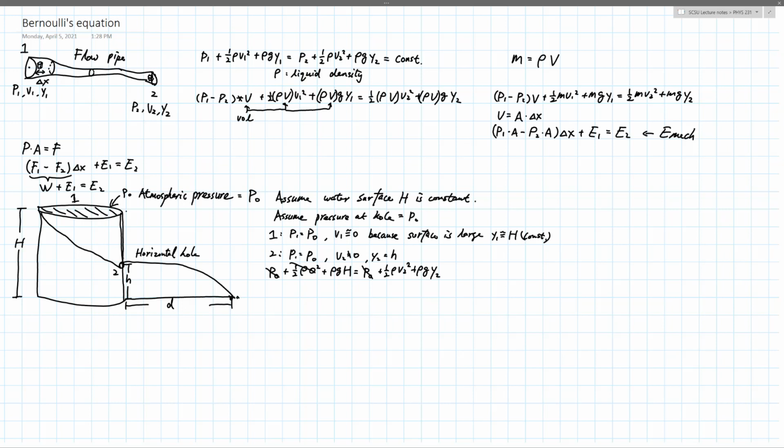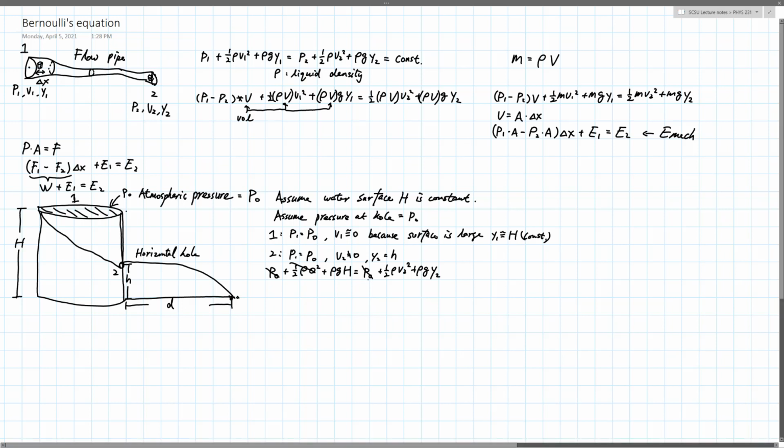So we have the rhos, we can divide them out. We have gH equals 1/2 v2 squared plus gh. So let's replace that by h now. And 1/2 v2 squared is equal to g times (H minus h). So we can find that v2 is equal to the square root of 2g(H minus h).